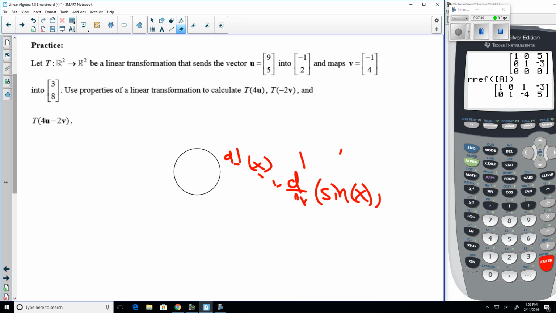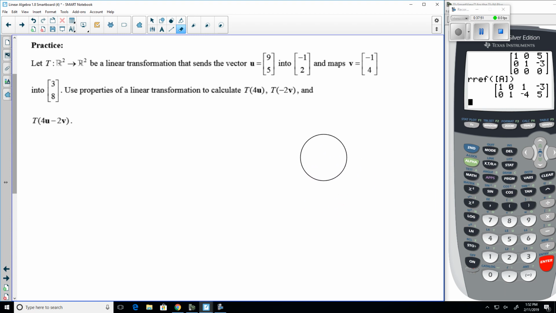My eraser is slow. Come on. There we go. All right.